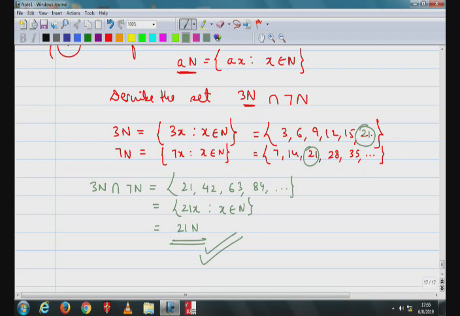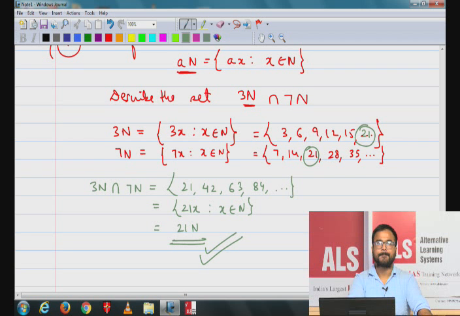I hope you got it. Getting it, Shillong and Kohima?